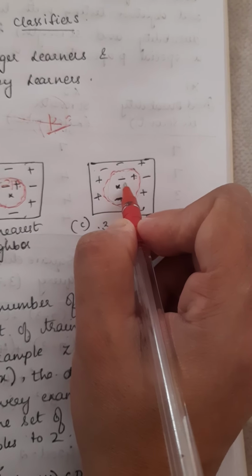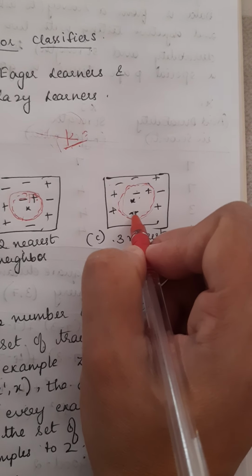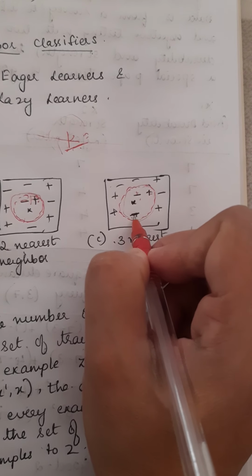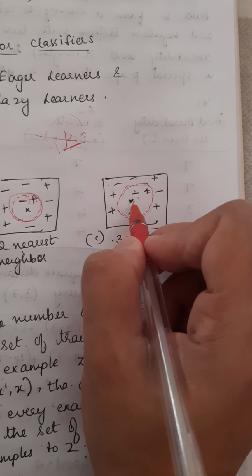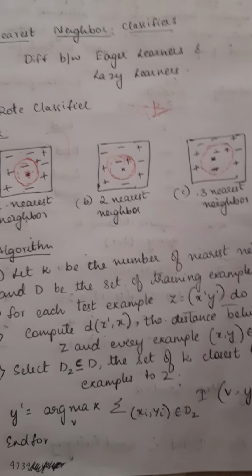In that case, we will use a voting scheme. In the voting scheme, I will see which class has a maximum count. In this case, the minus class has a maximum count. So the new test instance will be classified as minus. This is what your K nearest neighbor does.